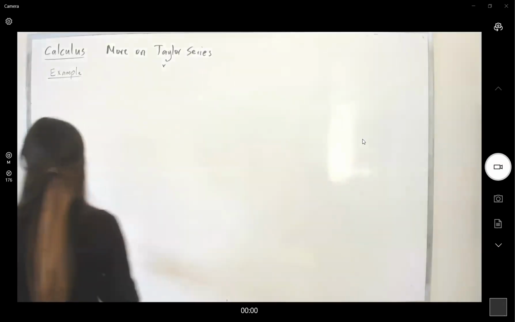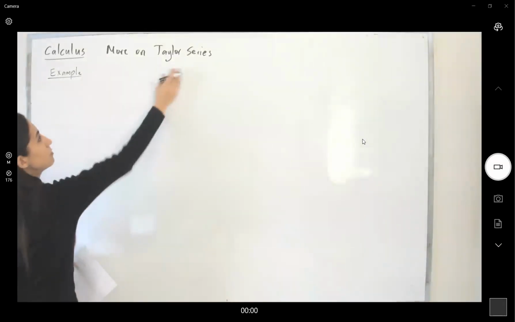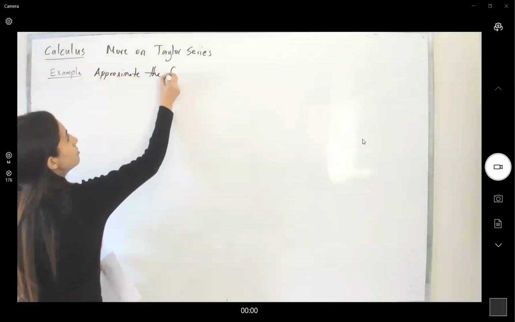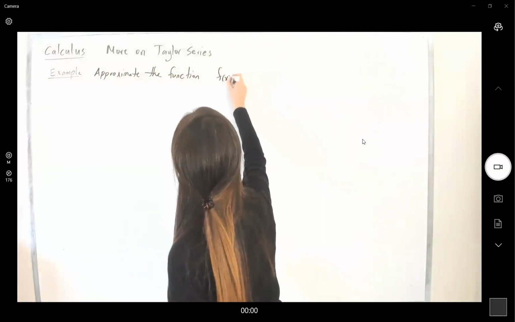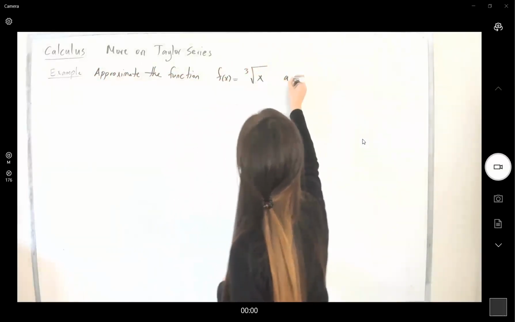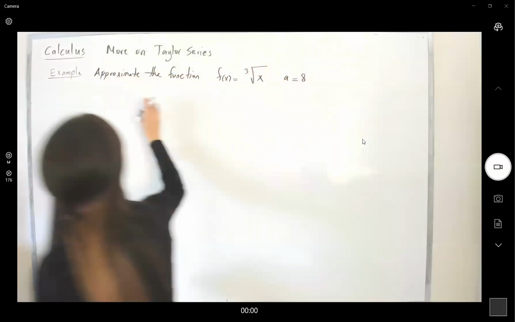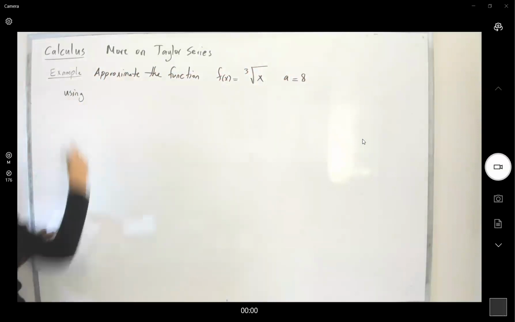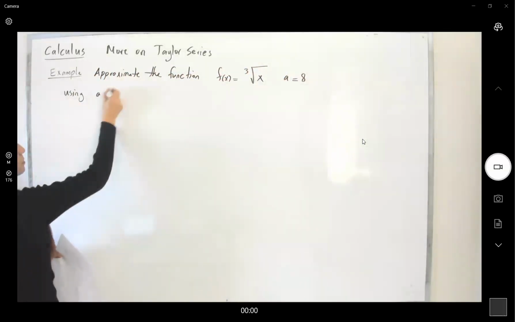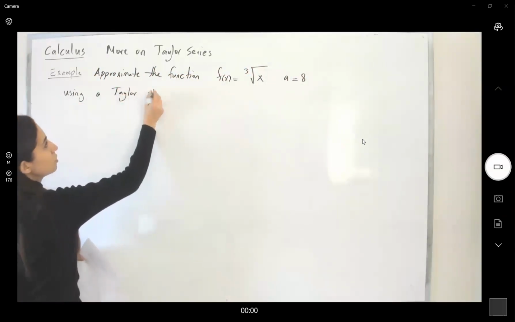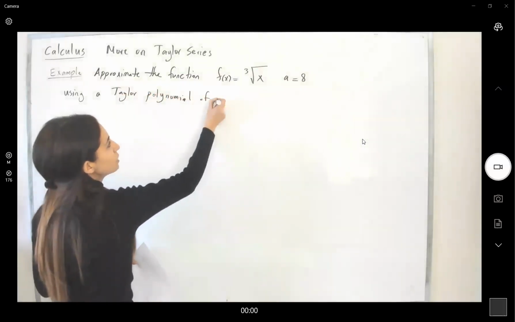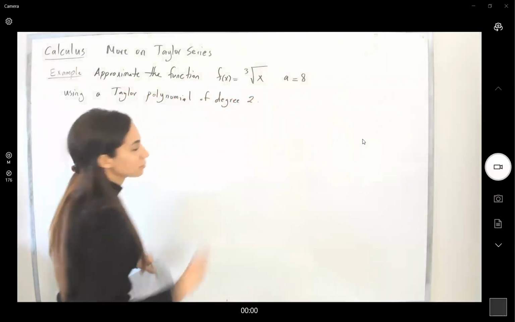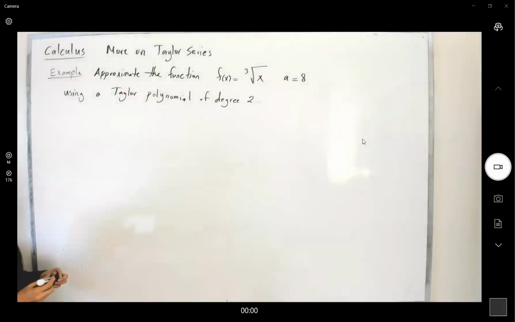Example. Approximate the function f of x equals the third root of x when a is equal to 8, using a Taylor polynomial of degree 2. Okay, perfect.